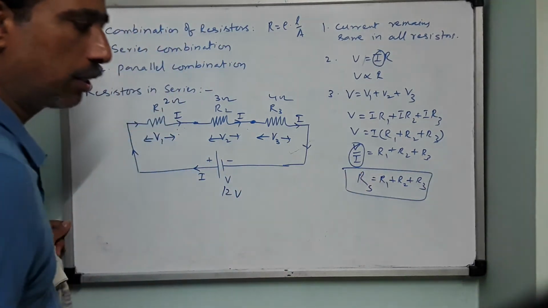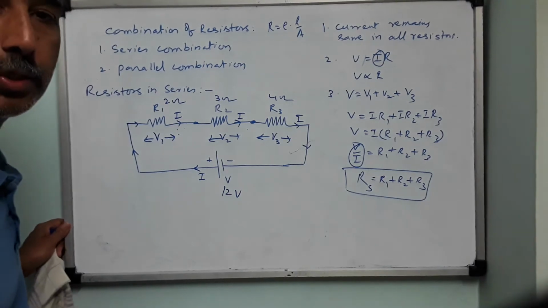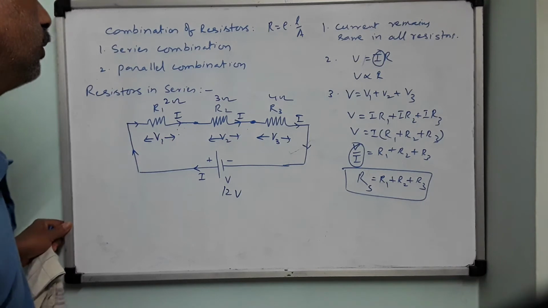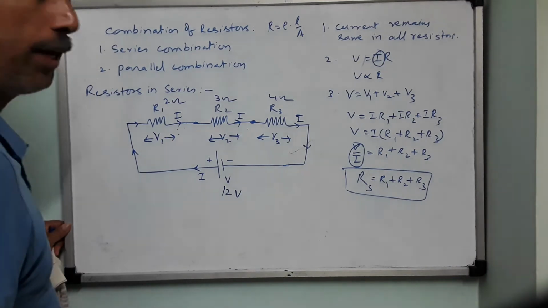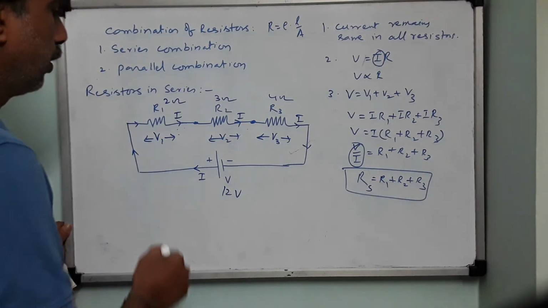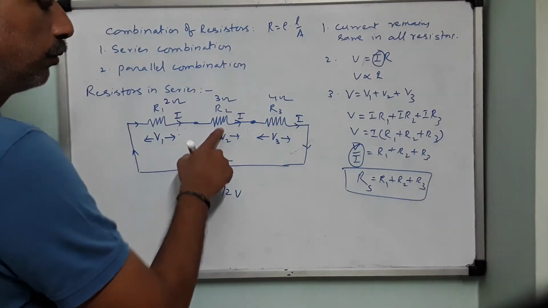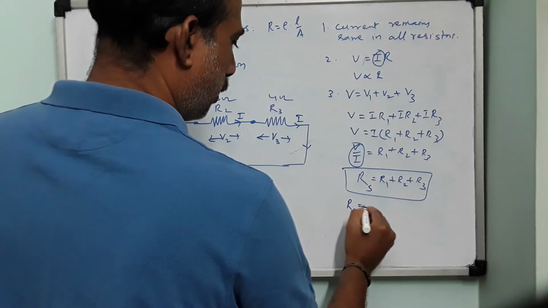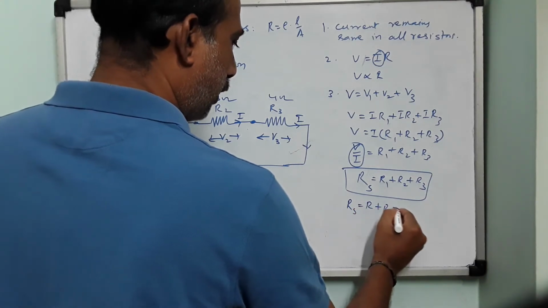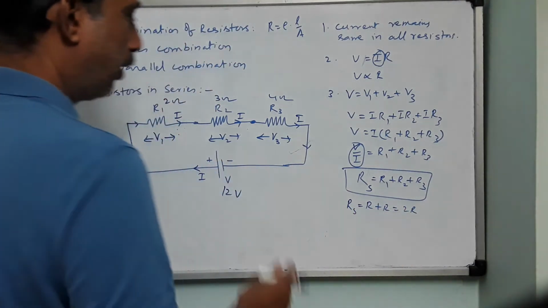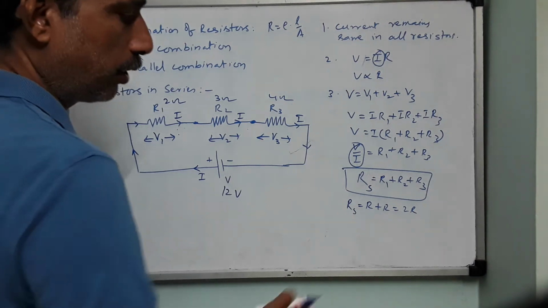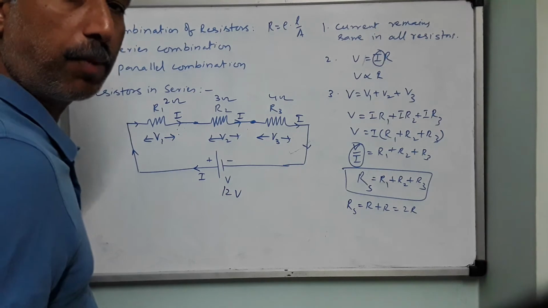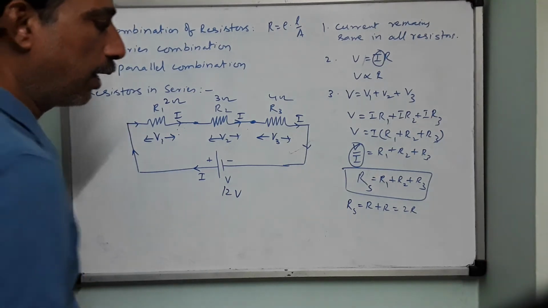Rs is also known as the equivalent resistance of the three resistors connected in series. Suppose I have two identical resistors, this is 2 ohm, this is also 2 ohm. For two identical resistors, R series equals R plus R, which is 2R. If I have three identical resistors, this will become 3R. Four identical resistors, 4R. N number of identical resistors, it will be NR.